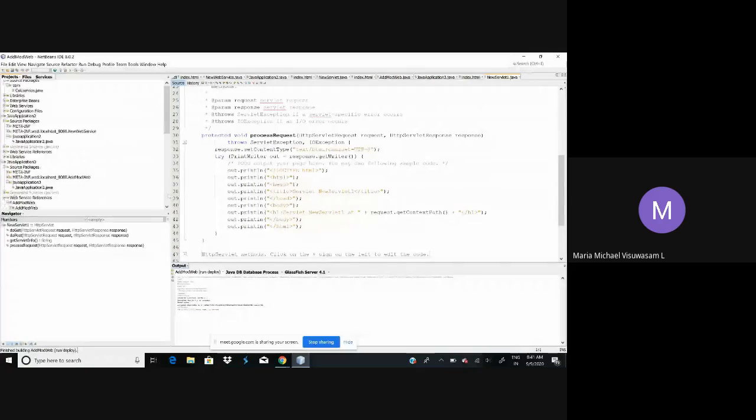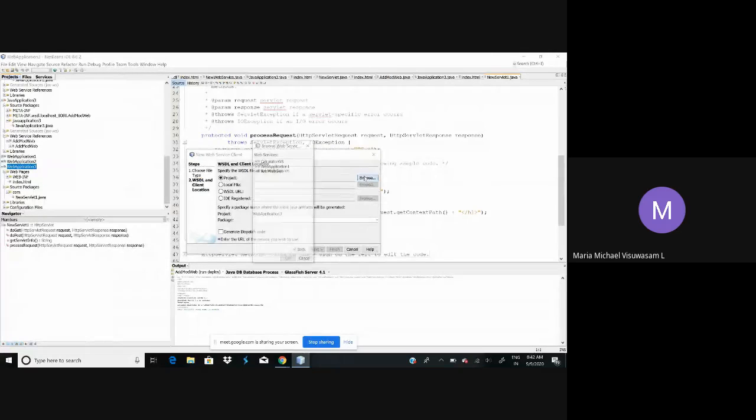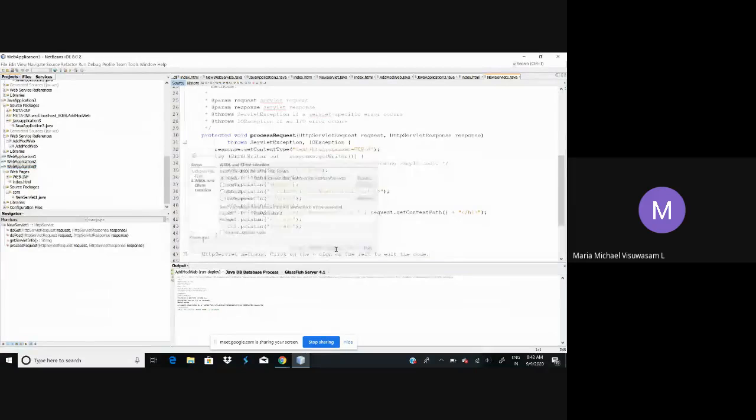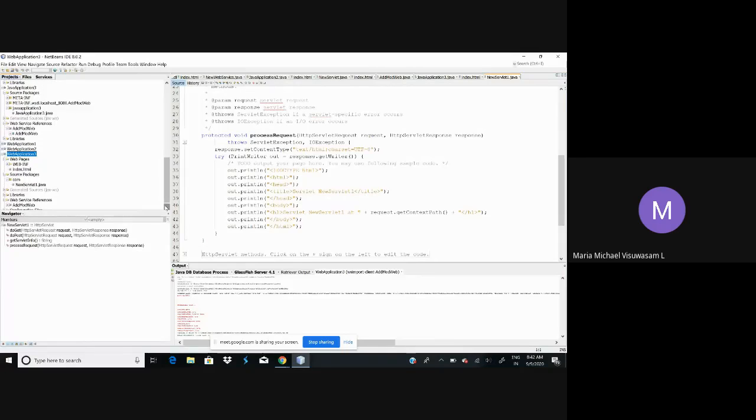So now once we have done that, once again we'll try to create the web service client. Yeah, now the problem has been resolved. So here com is the package which we have created that you have to select. Click finish. Now we have added a web service client to your application.